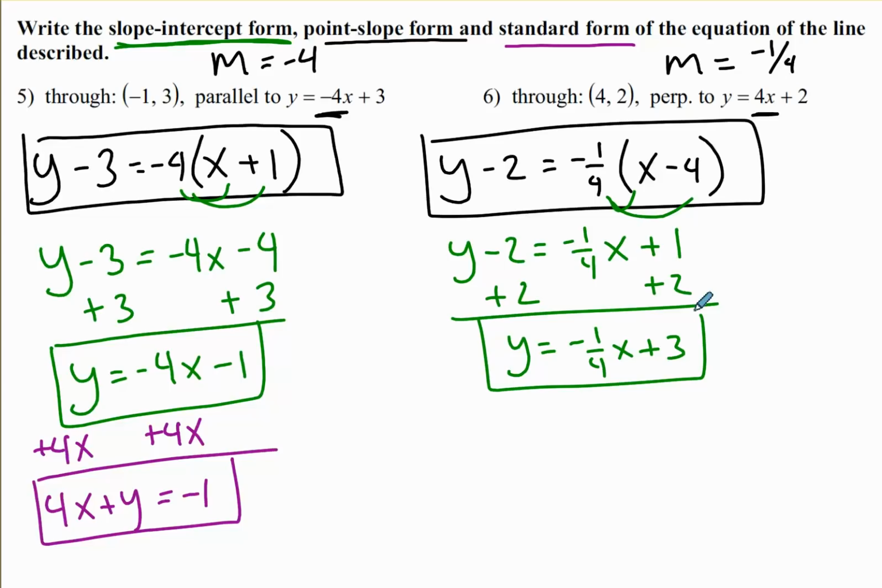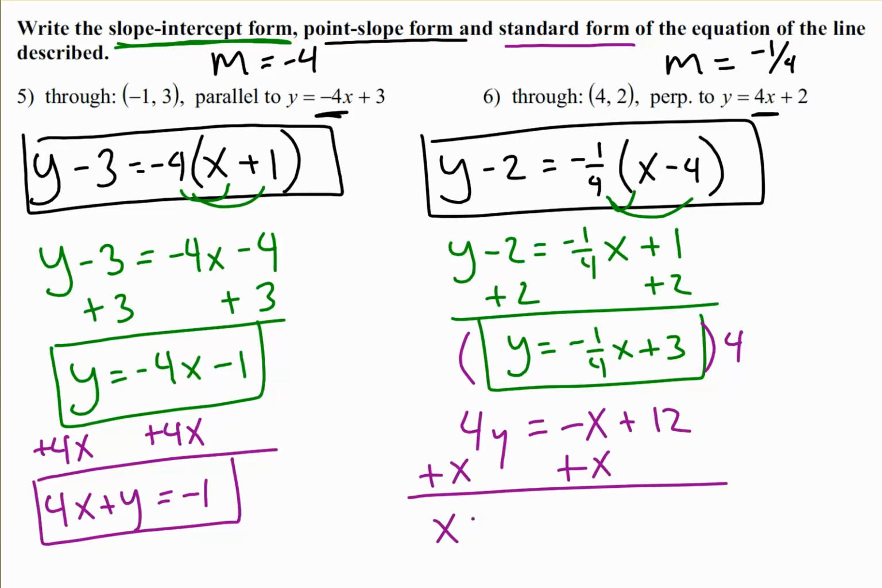And now to change this to standard form, because we've got a fraction, we need to multiply this entire equation by the denominator, by 4. So 4 times y would make 4y. 4 times negative 1/4 x, well, our 4's simplify, and so we'd get negative 1x. And 4 times 3 makes 12. We need to get x and y on the same side, so we'll add x to both sides. And we get x plus 4y equals 12. And there's our equation in standard form.